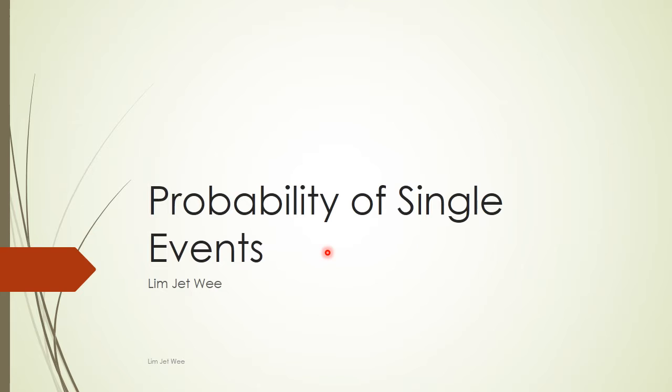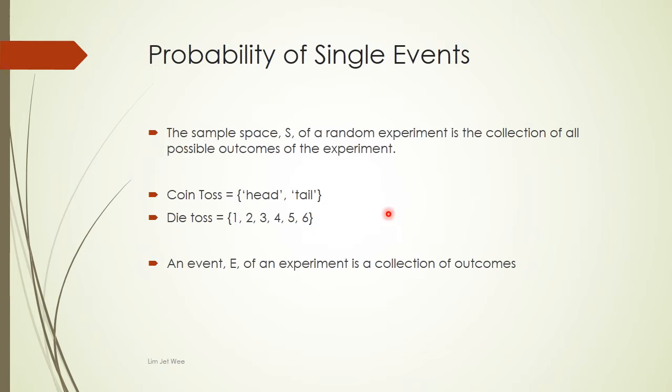Alright, we are going to cover the probability, but for single event. So let's look at what it is actually about. Everything has to start with a sample space, usually denoted by a capital S. And the sample space is a collection of all possible outcomes of a random experiment. And I have two simple examples here.